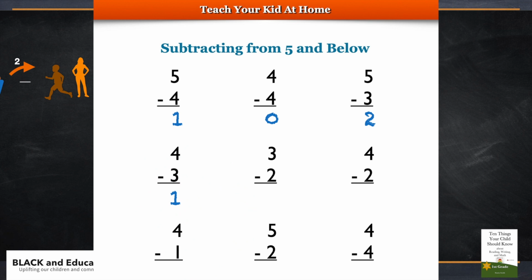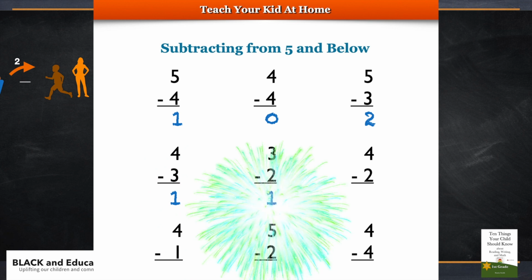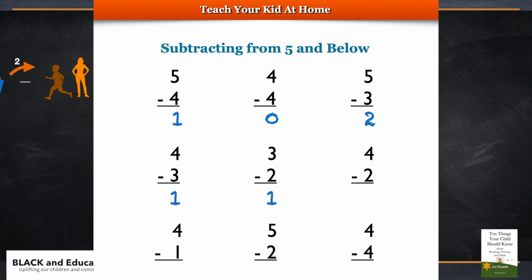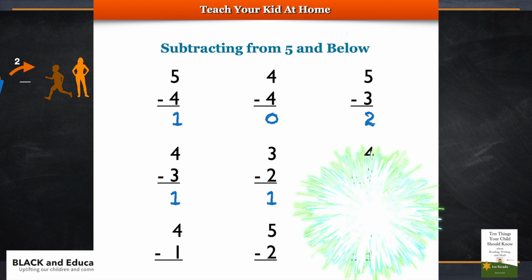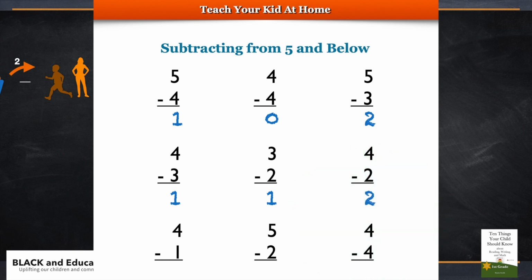And let's look at this next one. What about 3 minus 2? 3 minus 2 is 1. And then 4 take away 2. What about 4 minus 2? What's 4 take away 2? That's going to be equal to 2. And let's do this last one over here. 4 minus 1. What is that going to be? That's going to be 3.